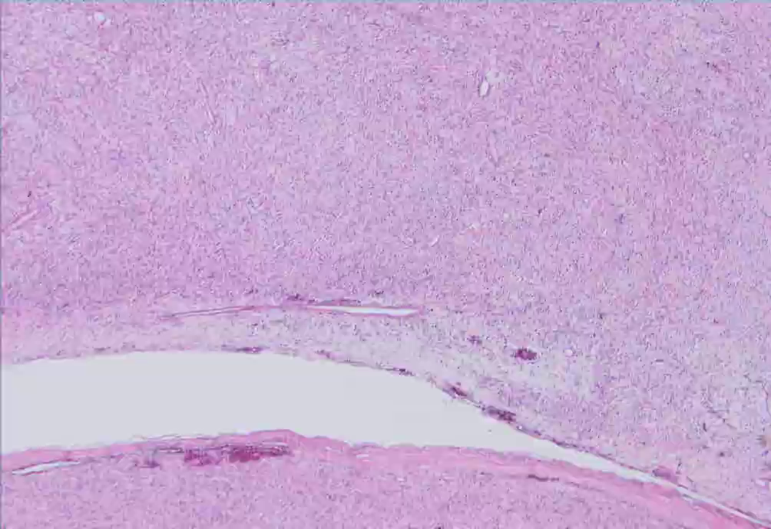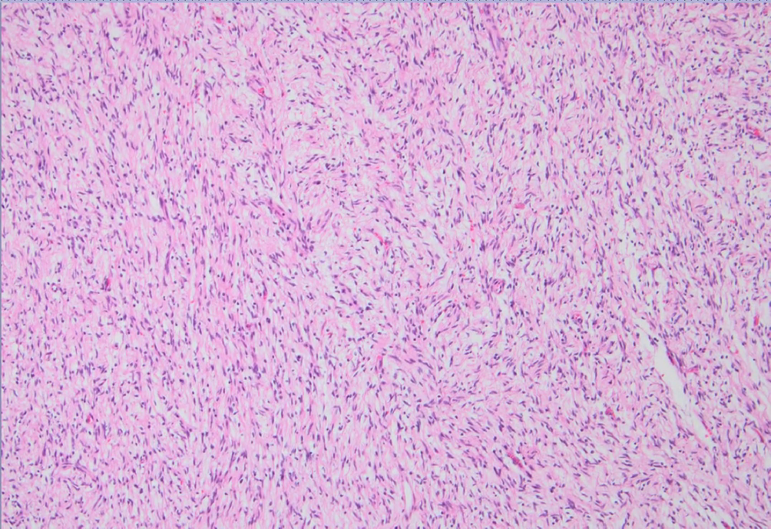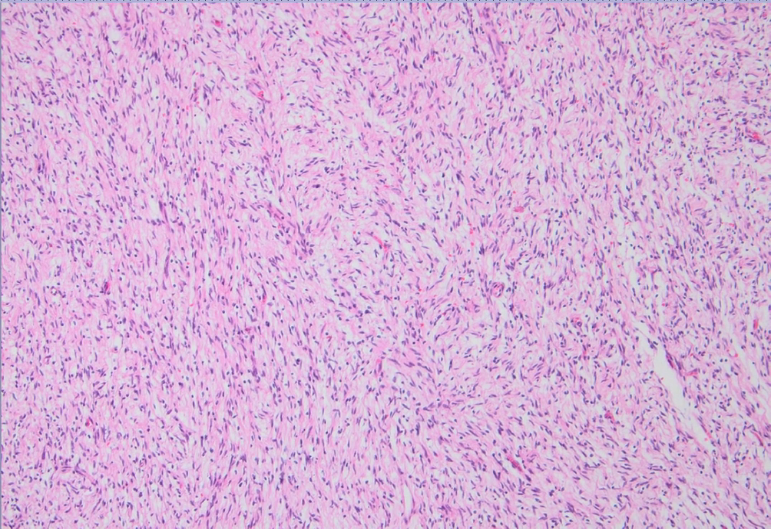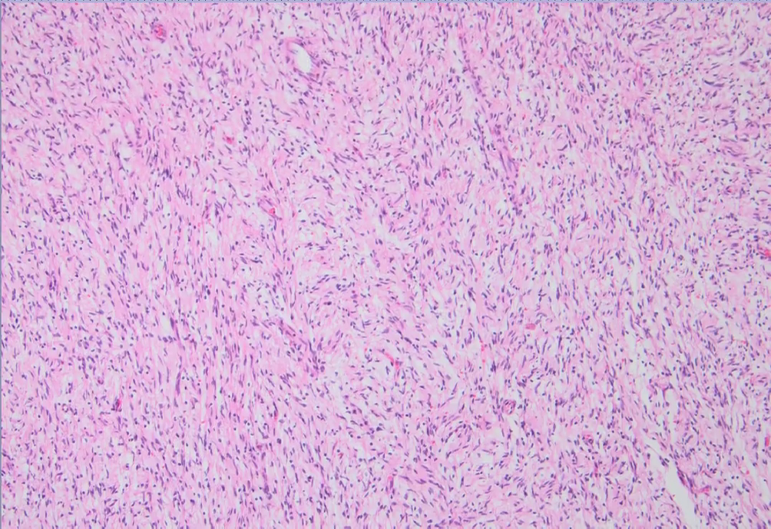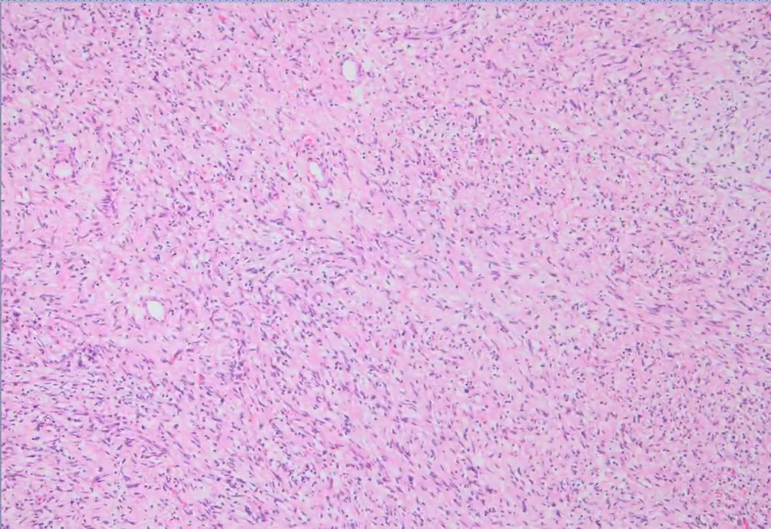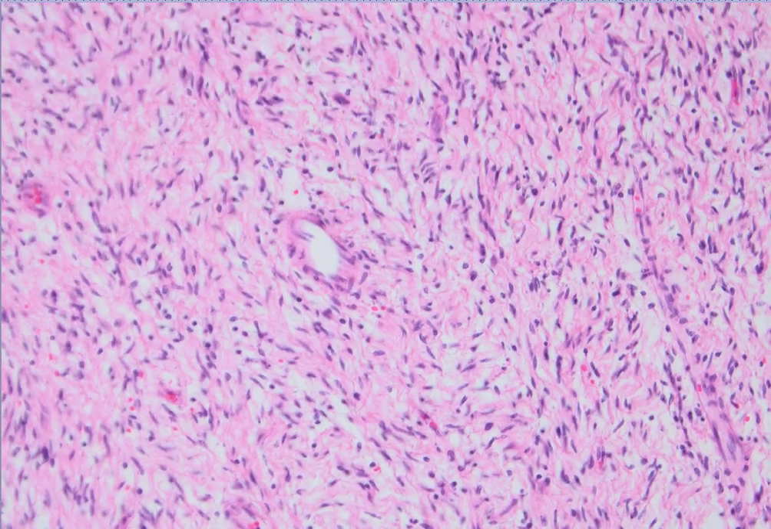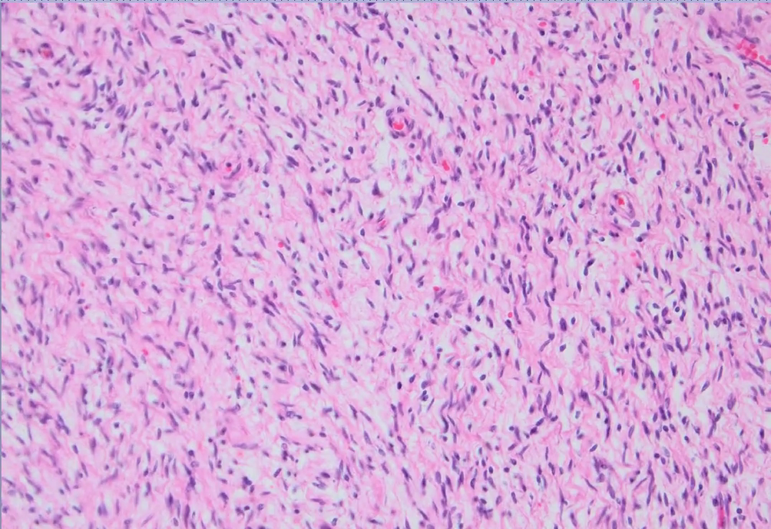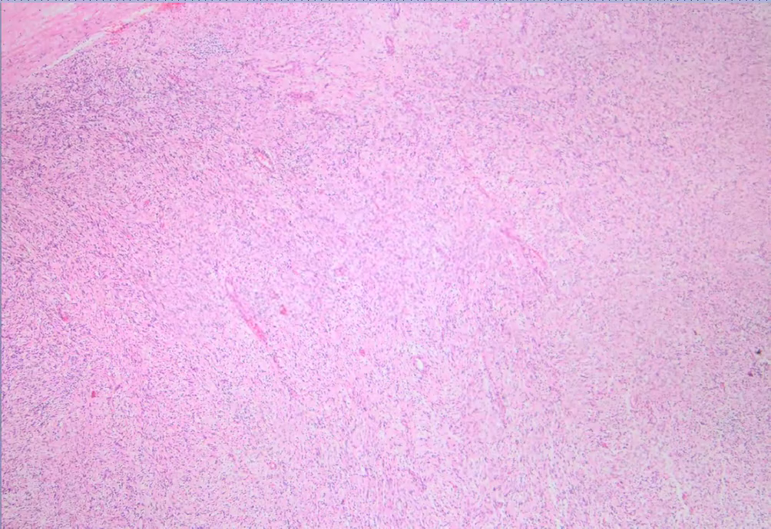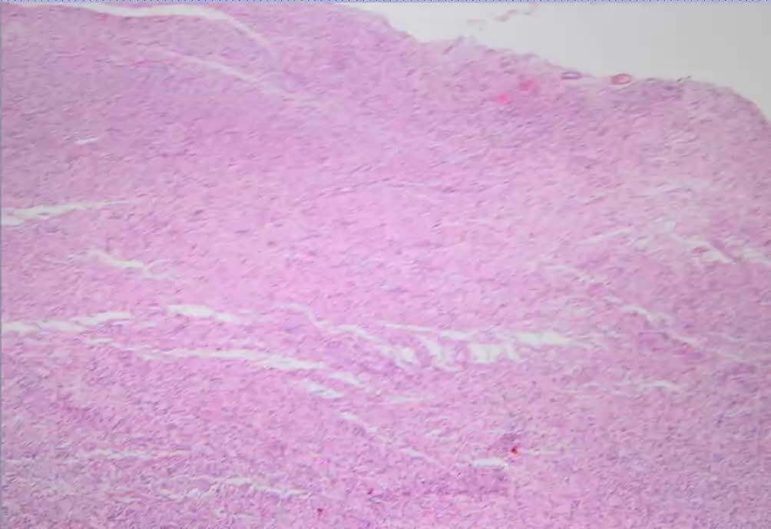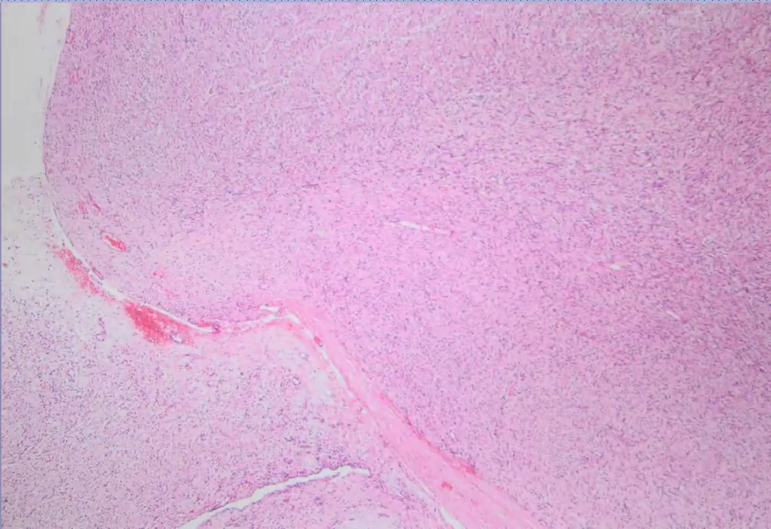you can appreciate the myxocollagenous background, and the cells look buckled. The nuclei are buckled, and actually this is a good histology for neurofibroma. And so these are the Schwann cells. The differential diagnosis includes schwannoma, neurofibroma, or low-grade malignant peripheral nerve sheath tumor.